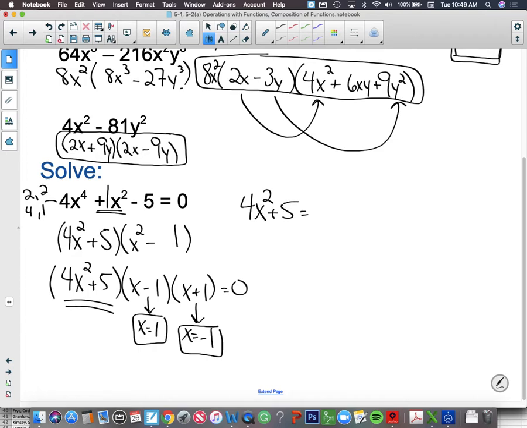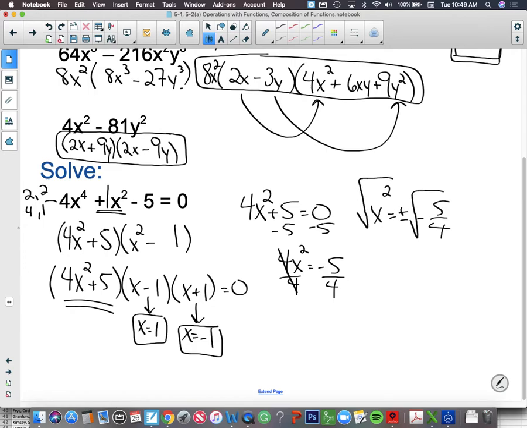4x squared plus 5 equals 0. So you subtract the 5 from both sides. We get 4x squared equals negative 5. Divide by 4 because we have to get that x squared by itself. Okay, so now we have x squared equals negative 5 fourths. That's what we're taking the square root of.